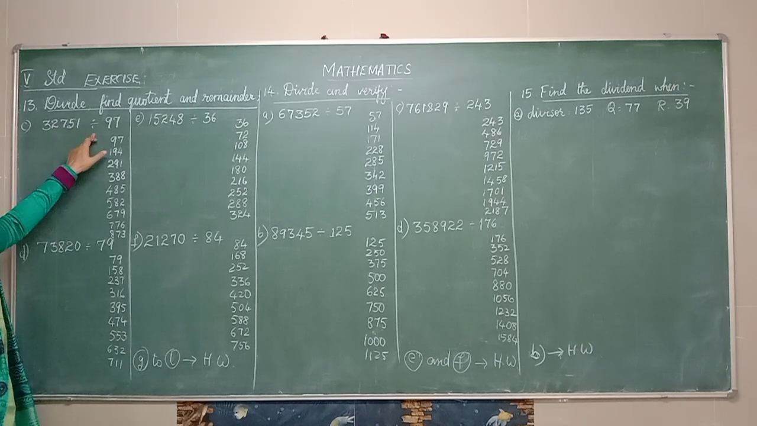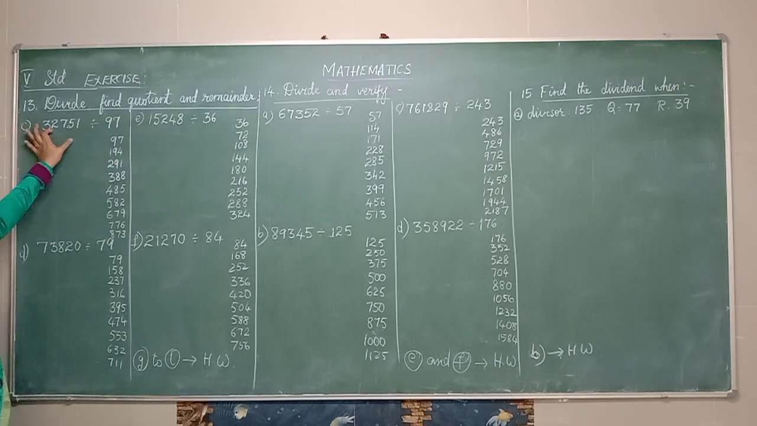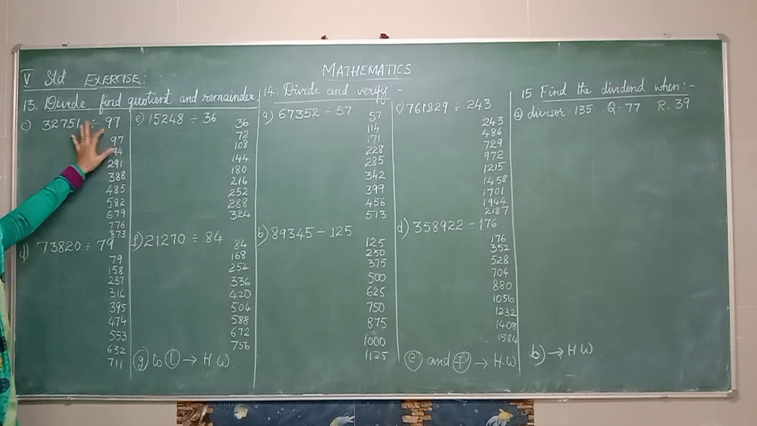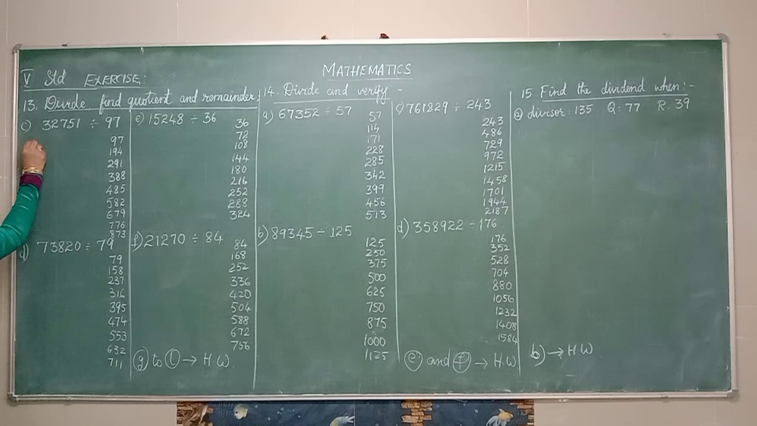32,751 divided by 97. So this is the dividend, this is the divisor. Now 32,751 should be divided by 97. So you can write like this. When you do, here you have to take 2 digits. But what has happened? 32 is less than 97. So you are going to take 3 digits.